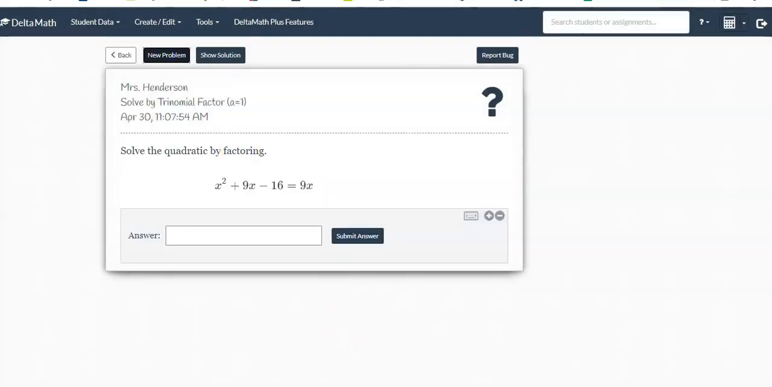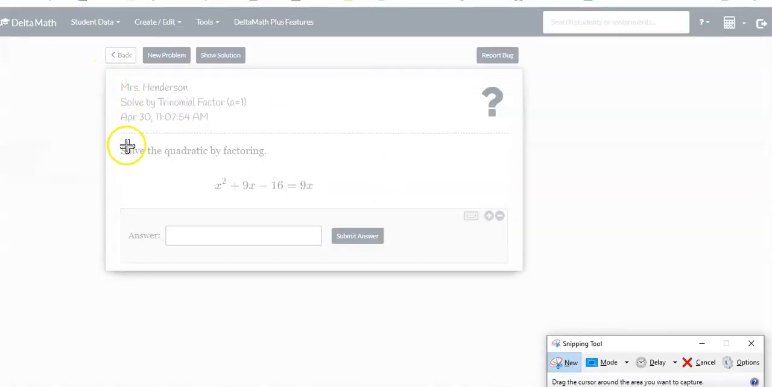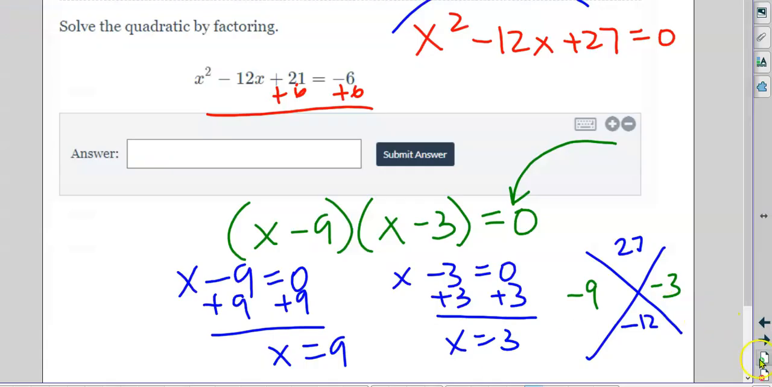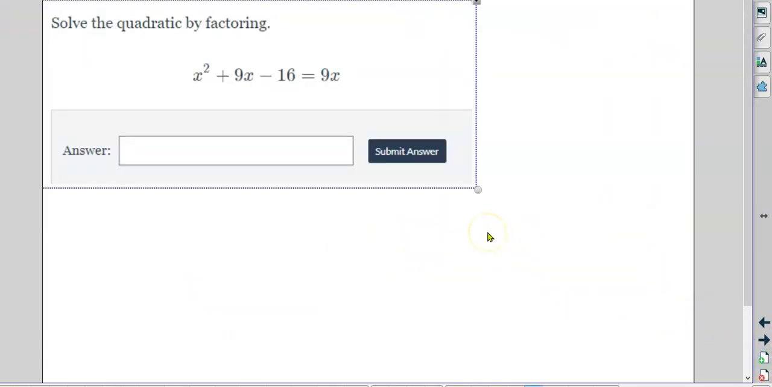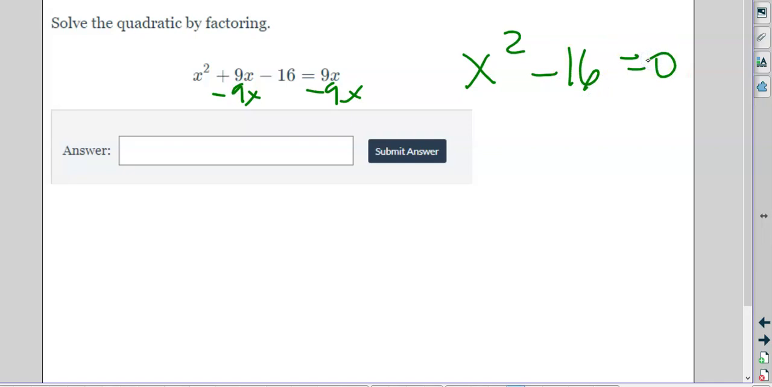Let's try another one. Again, this needs to be equal to 0, so let's copy this and try a new page. Here we go. So first thing we need to do is move this over. Now remember, when I'm moving it over this time, I'm going to combine it with the 9x that's already there. So if I am subtracting 9x to manipulate, look at this beautiful difference of two squares I get when I'm done, right? So this is a difference of two squares.